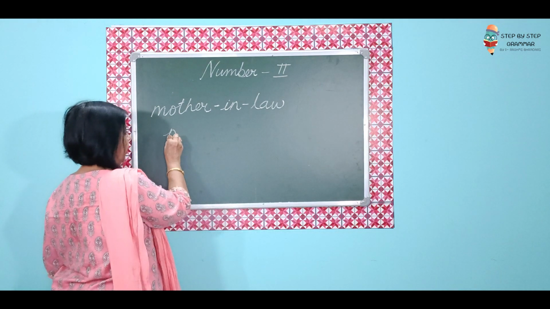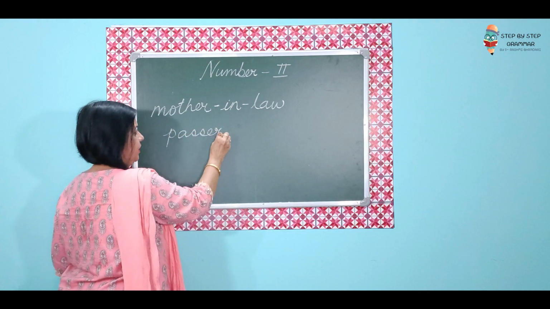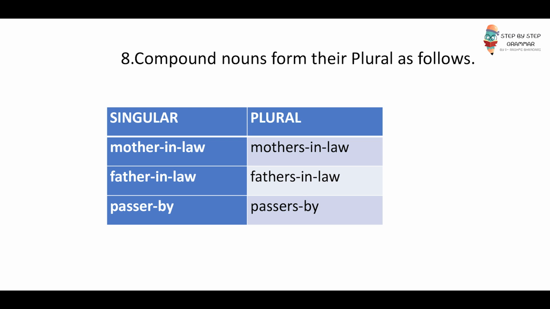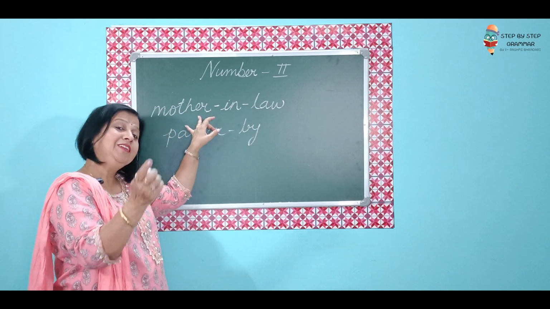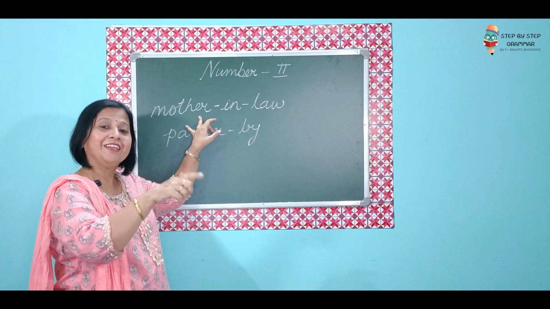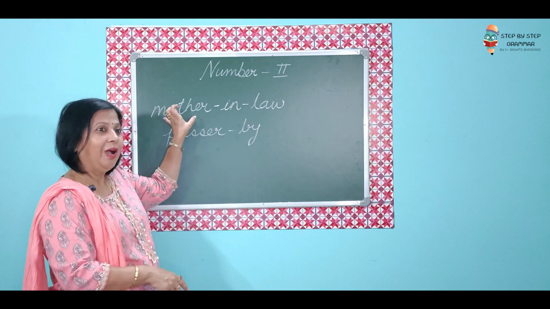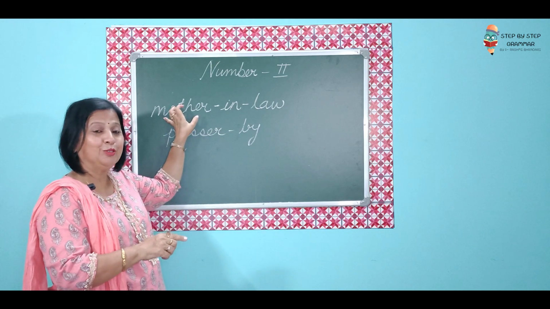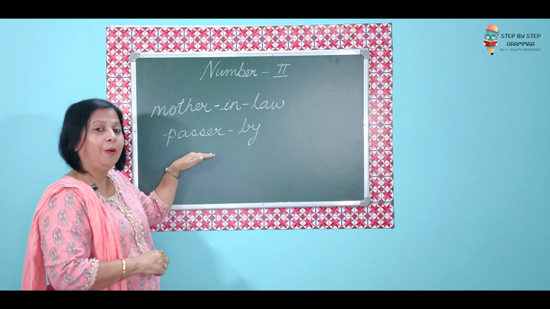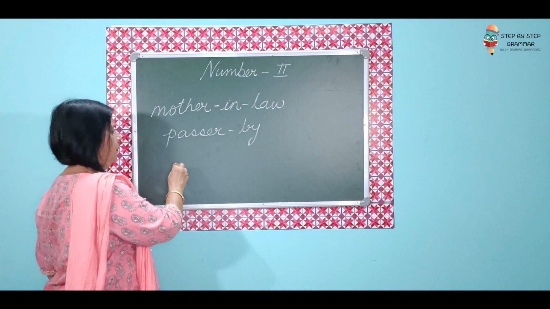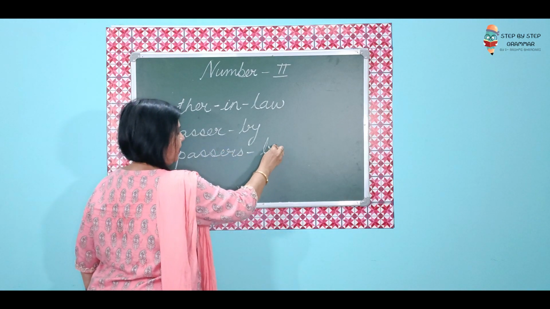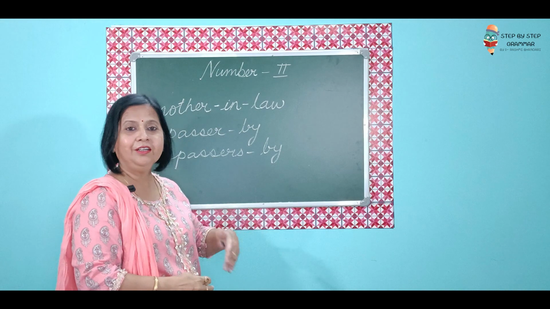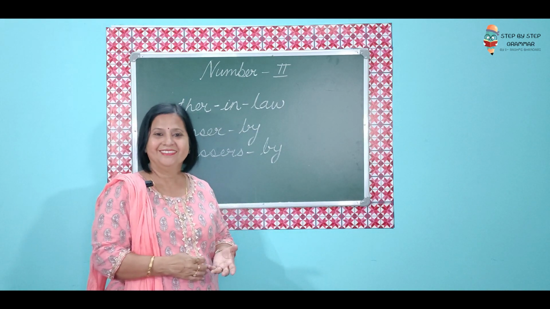Or if we have 2 words, it can be passerby. Passerby, someone who is just passing by. Now when we form their plurals, what do we say? Mothers-in-law, fathers-in-law, sisters-in-law, and so on. The main noun word that is there, that changes into plural. So if you're talking about passer-by, the plural will become passers-by. Okay? So this is the way we form the plural of the compound words.